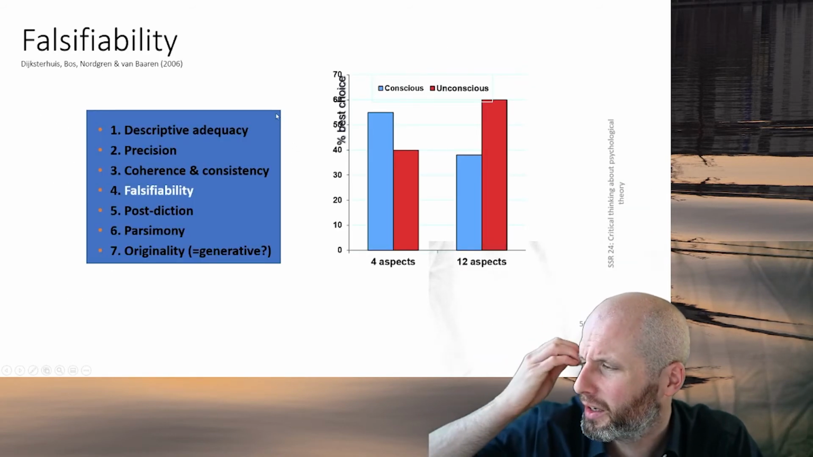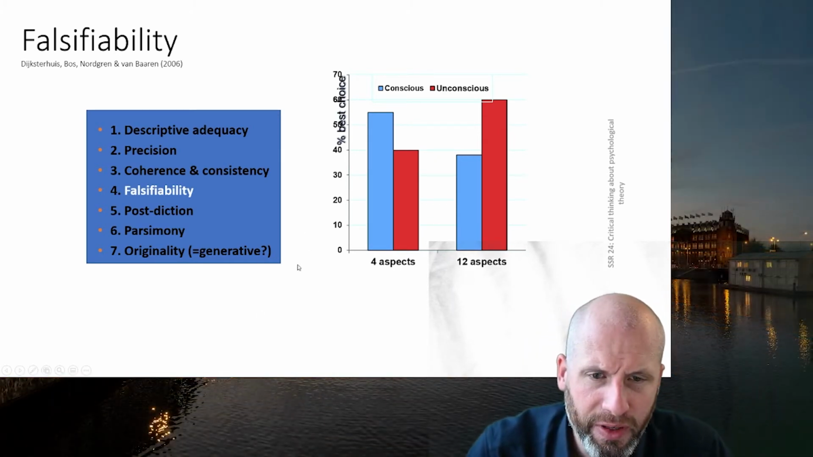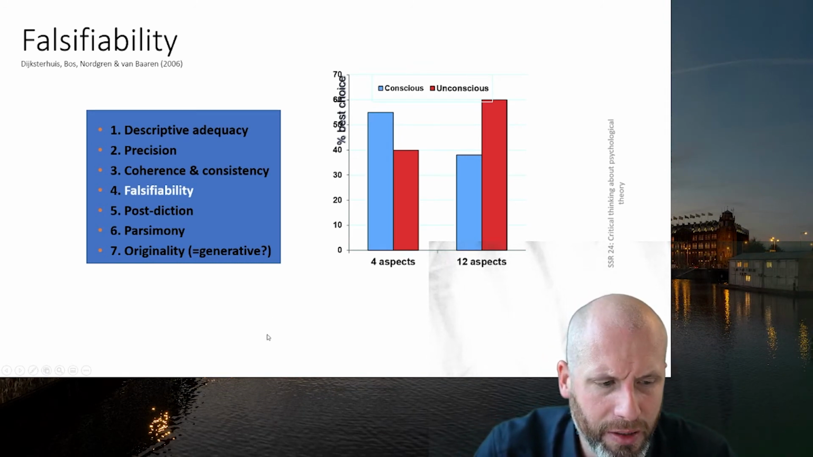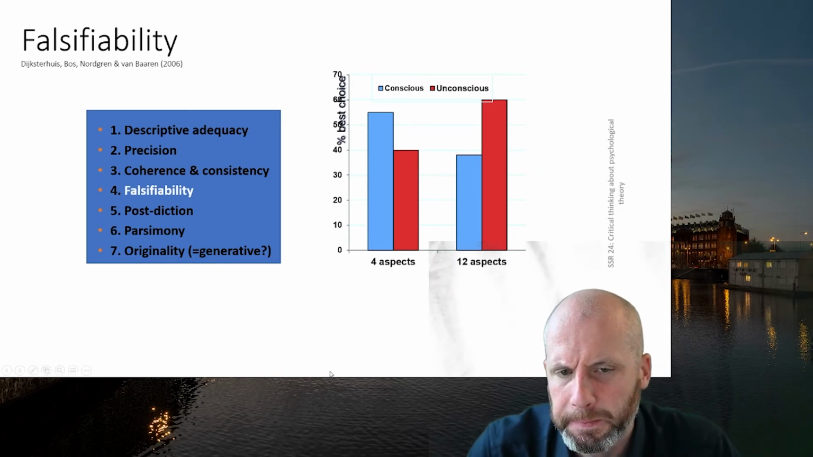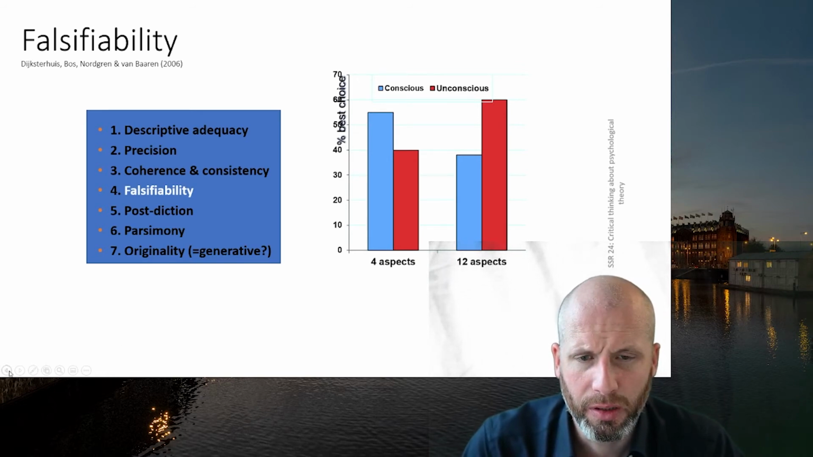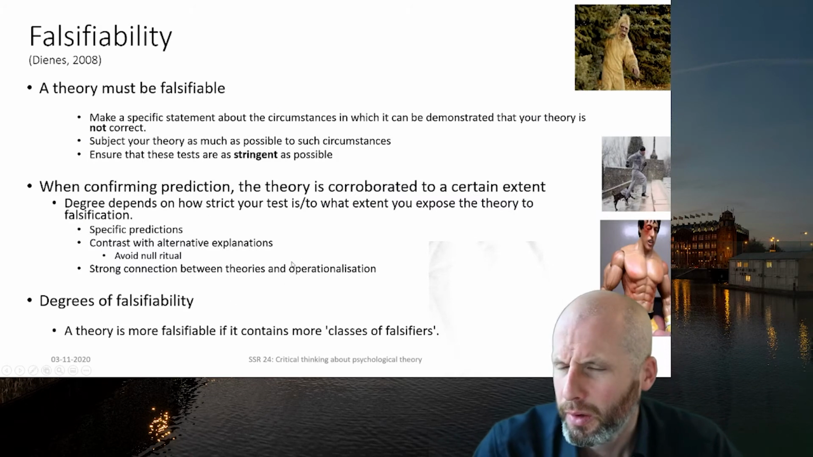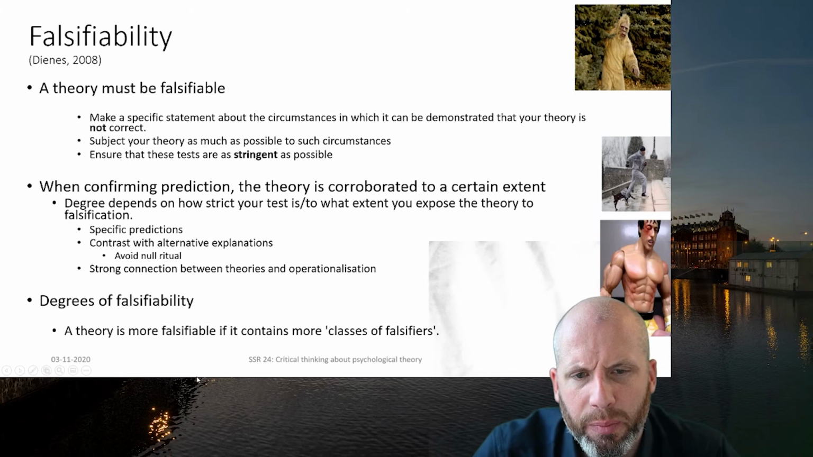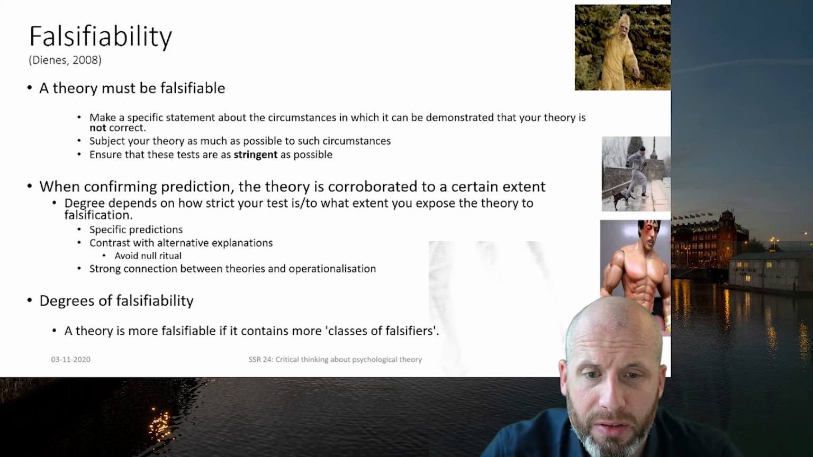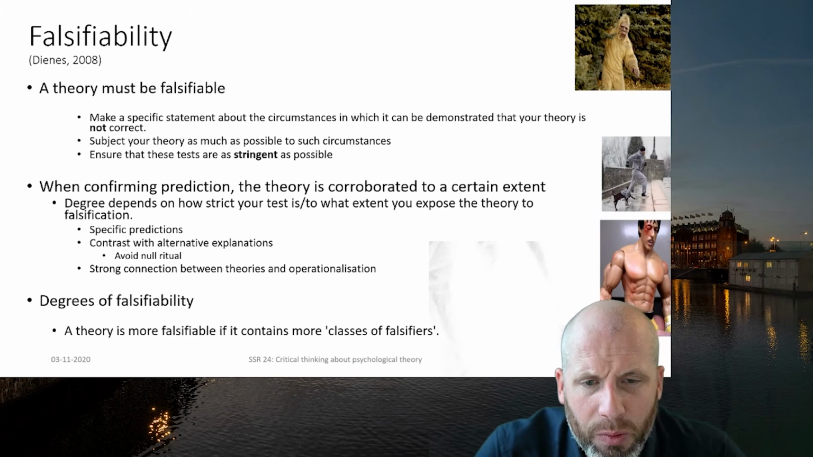Falsifiability is, of course, an important criterion as well. So in a way, you could say that both theories are falsifiable in the sense they make a prediction that can potentially be falsified by collecting data. But we need to be more specific or more detailed in our description of falsifiability, because, as the reading for today points out, you can talk about degrees of falsifiability. It's not that interesting to say, well, both theories are falsifiable and we're done. No, we need to be more specific about what we mean by falsifiability.